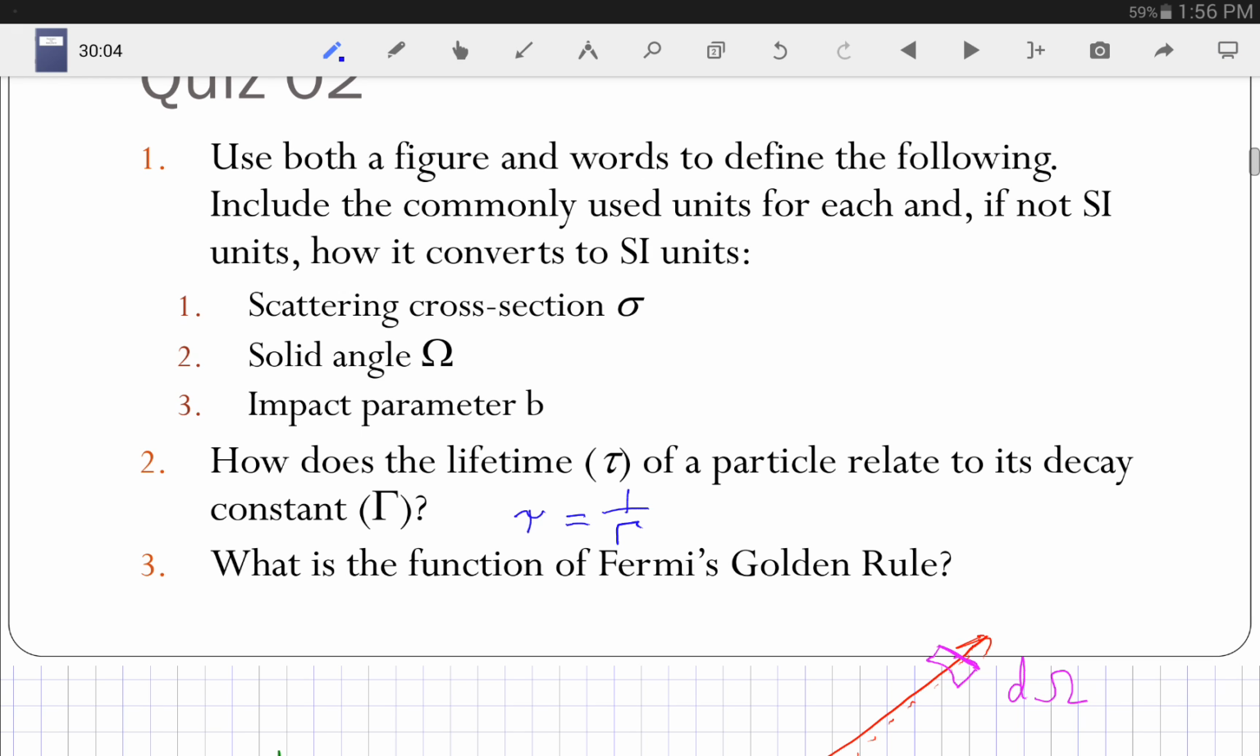What's the function of Fermi's golden rule? It allows us to find the decay constant and the differential scattering cross-section. Right, the reason we're doing all of this stuff with the toy theory is to understand how we can get a theoretical equation to find this decay constant, and from that to find the lifetime. Or how we can get that differential scattering cross-section in theory.